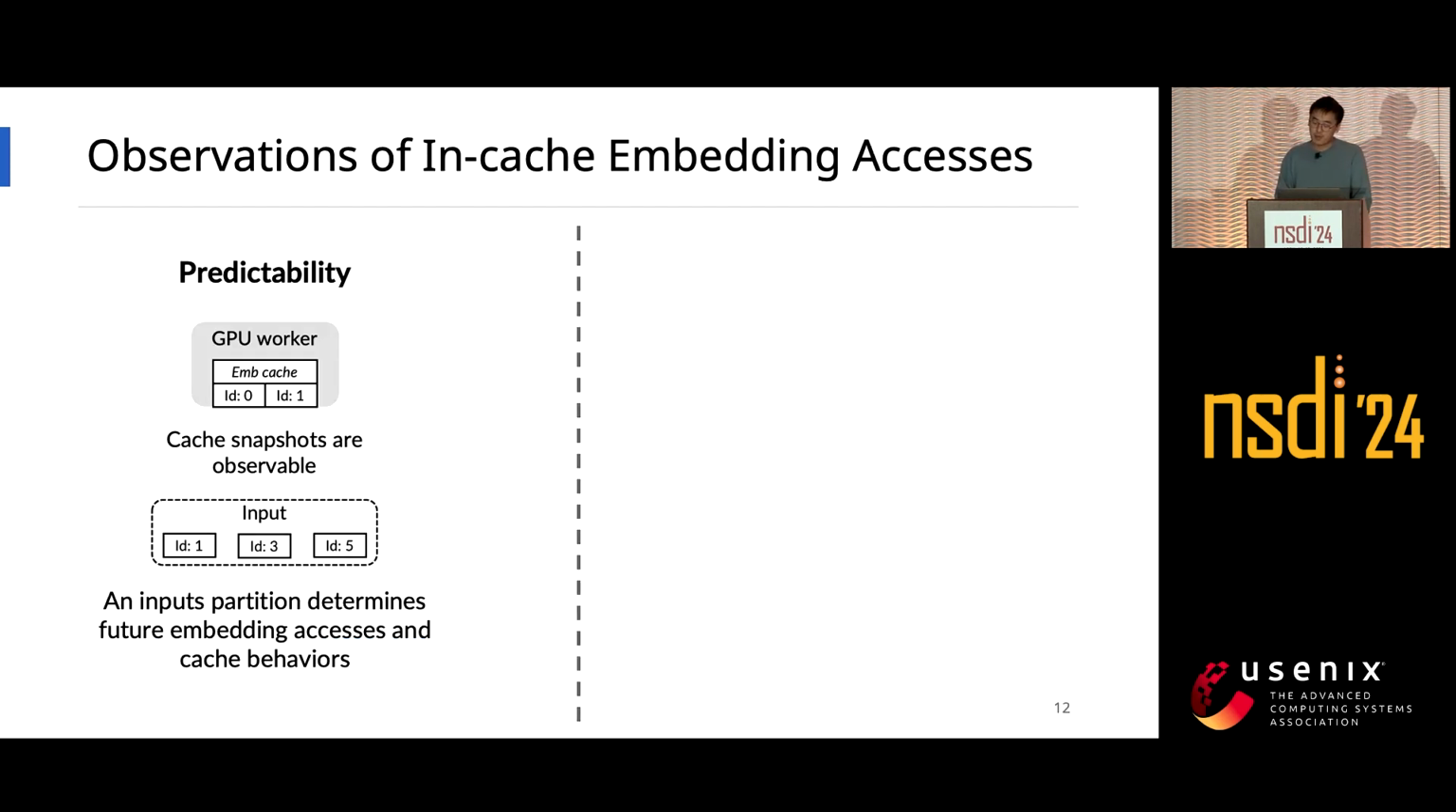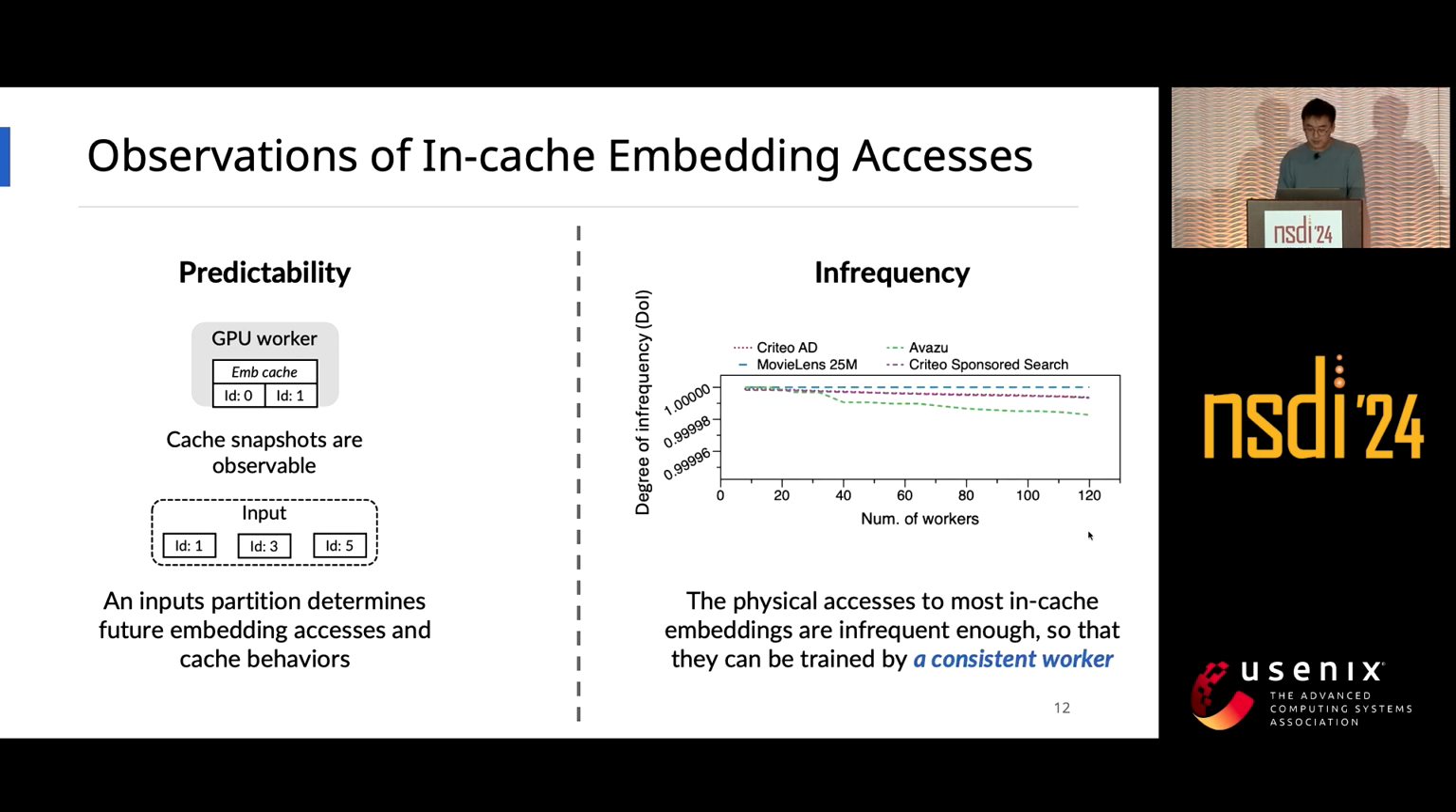In addition, we make 2 observations of the in-cache access behaviors. First, the cache access behavior is predictable, since the cache snapshot of each worker is observable and the input partition can determine future embedding accesses and cache behaviors. Second, a specific embedding is accessed infrequently, which means that although a small set of hot embeddings could contribute to the majority of the total number of accesses, the accesses of individual cached embeddings are usually infrequent.